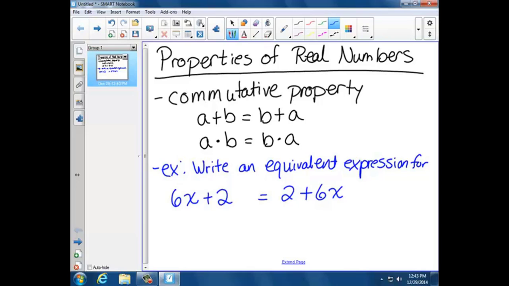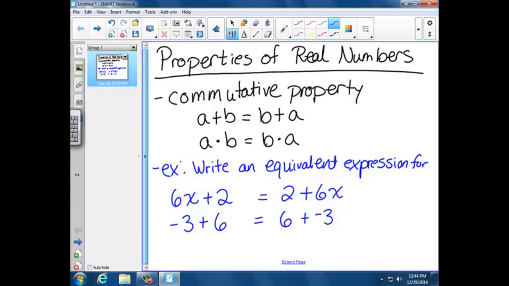How about, let's make one a little trickier. How about negative 3 plus 6? So an equivalent expression for negative 3 plus 6, if we change the order, this would be 6 plus negative 3. So notice the negative goes with the 3, like we've been learning. So the negative has to stay with the 3. So instead of negative 3 plus 6, it's 6 plus negative 3.